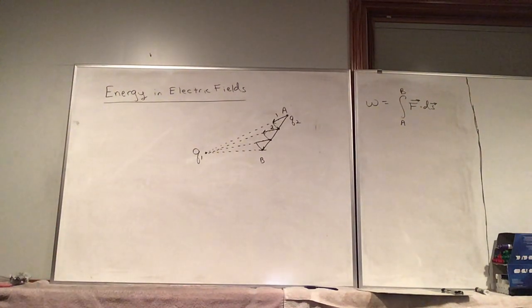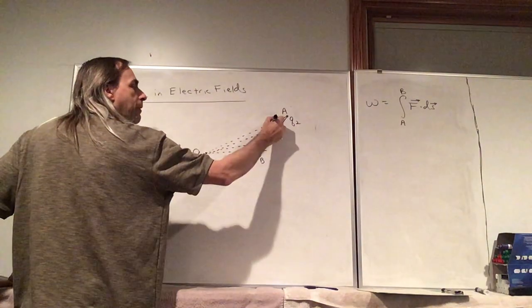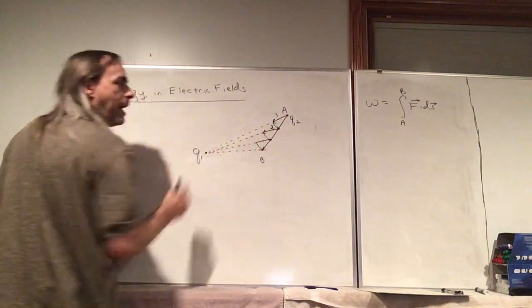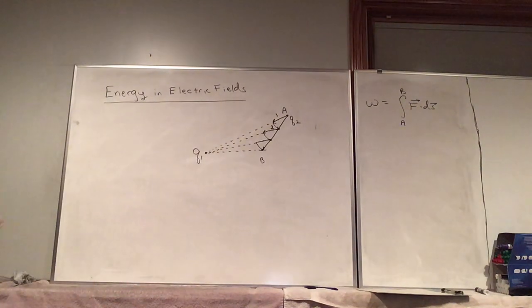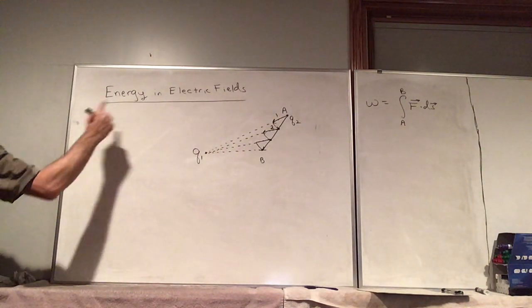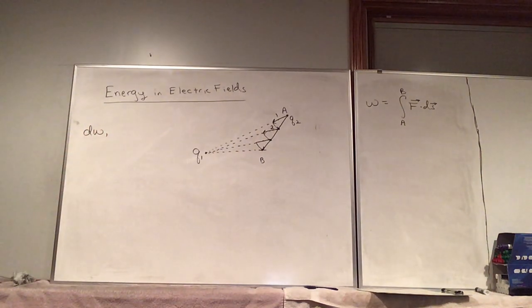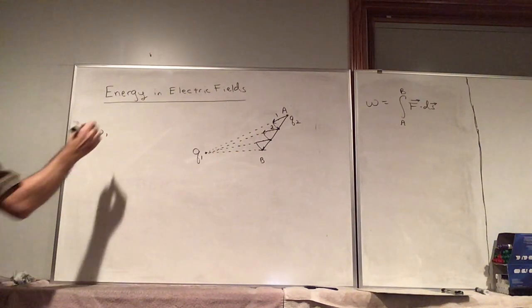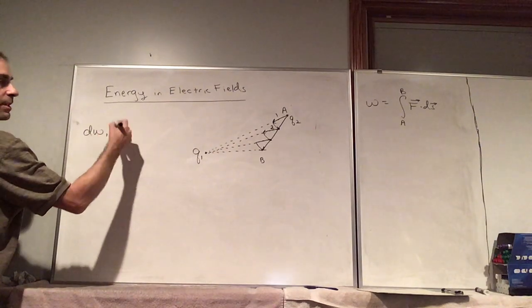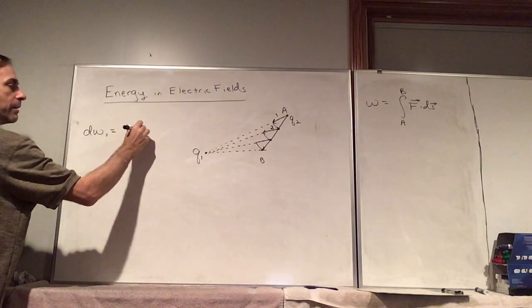So let's just look at paths 1 and 2. So 1 is this radial path. And then we take this curved path to get back on track. So let's look at the work along path 1. It's an incremental amount of work, so I'm going to call it dW1. And that would be just F dot ds.